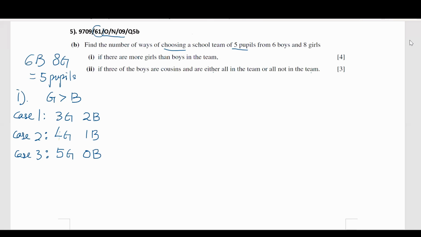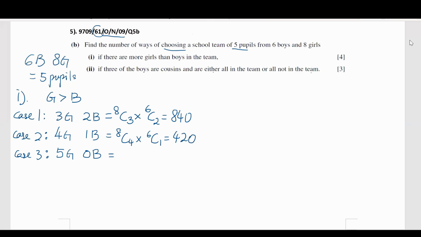Now we are trying to find out the number of ways. So for 8 different girls, we simply choose 3 girls, so the number of ways is given by 8C3. And at the same time, multiply by 6 different boys, simply choose 2 boys, 6C2. All right, so using the calculator, we will get the number of ways to be 840. Now we consider case 2 using the same method. 8 girls, simply choose 4, and 6 boys, choose 1. And then the number of ways is 420.